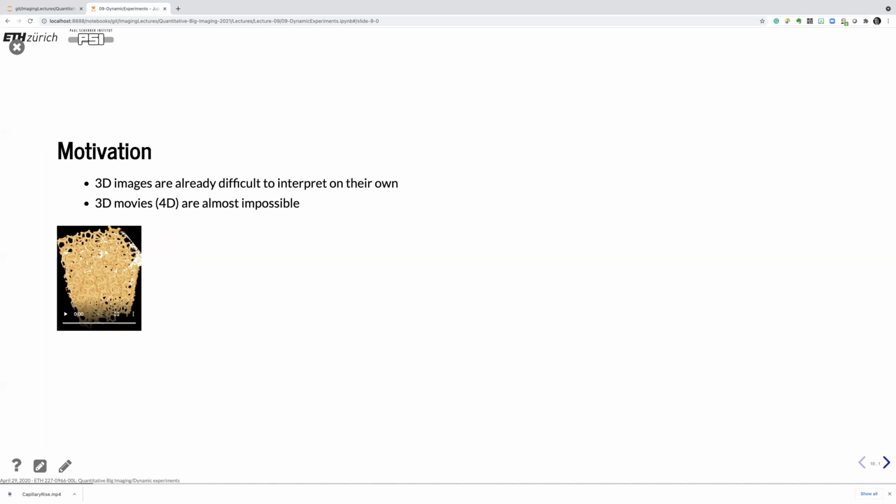Taking that one step further, we go into 3D movies, which is what you have here. Some foam bubbling up, and you can see how this foam is doing something. This is only, I think, 3 frames, so it's not so much going on here. But anyway, that is actually a 4-dimensional data set. So we have the X, Y, and Z, and we have the time axis as well.